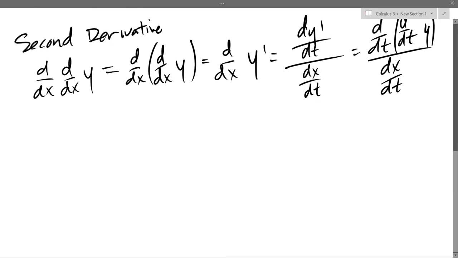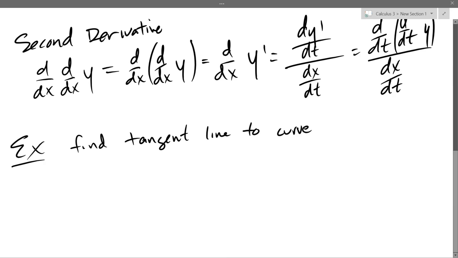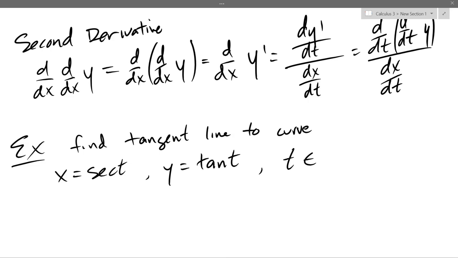So let's go ahead and do an example. So we're going to find a tangent line to a curve. So we've done this before, but not in parameterized form. So we'll take t. Now, we need a small interval because obviously anytime you're dealing with secant or tangent, you can be dividing by zero. So you've got to be pretty careful. And I said you want to make sure whatever domain you're using, both functions are defined in that domain.